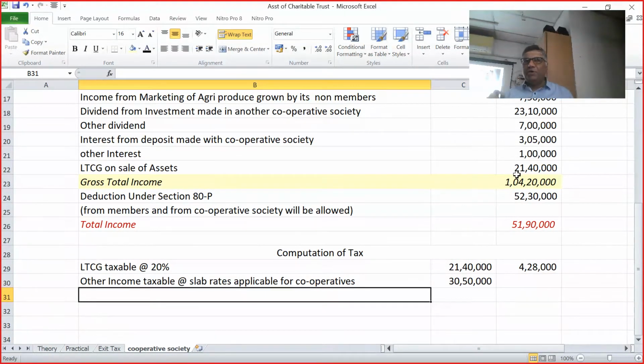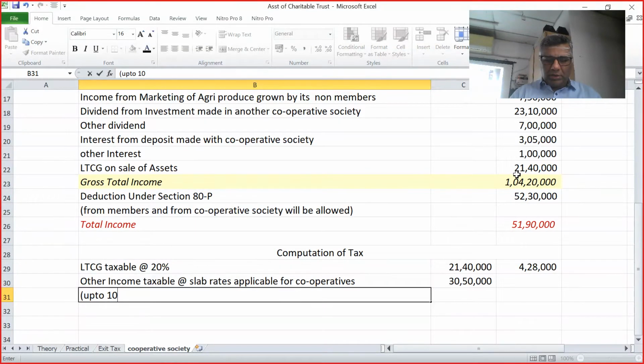First up to 10,000, 1,000. Next 10,000, 2,000. So 3,000 plus 30 lakh, 30,000 into 30%. So up to 10,000, 10%, plus next 10,000, 20%, and on the balance 30%.